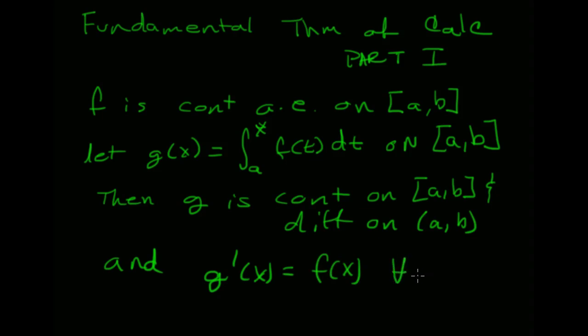And that's going to hold true for all x on the open interval AB. So what is this saying? It's saying that I now have a way to connect the derivative to the integral. If I take the integral of f, then I get g, and then g's derivative is f, which means that f has to be an antiderivative of g. So let's see if we can actually prove this.